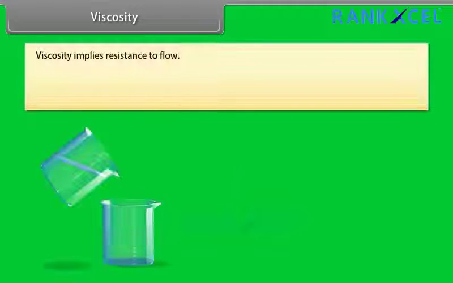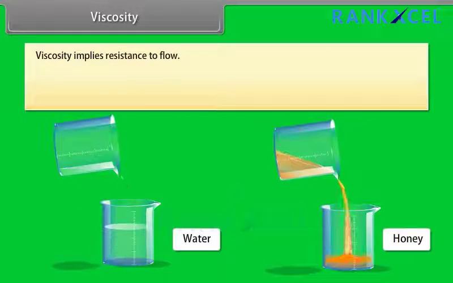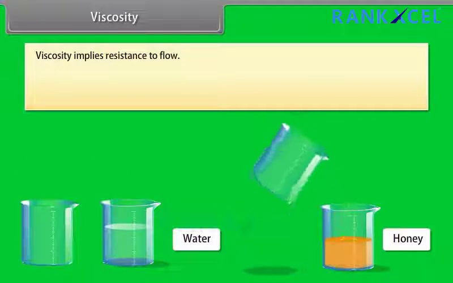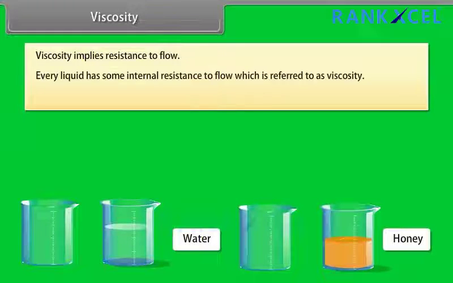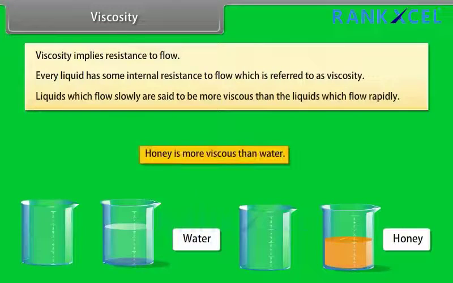Viscosity. Viscosity implies resistance to flow. It is a well known fact that some liquids such as honey, castor oil, glycerine etc. flow slowly, whereas others like water, petrol, ethanol etc. flow rapidly. This means that every liquid has some internal resistance to flow, which is referred to as viscosity. Liquids which flow slowly are said to be more viscous than the liquids which flow rapidly.